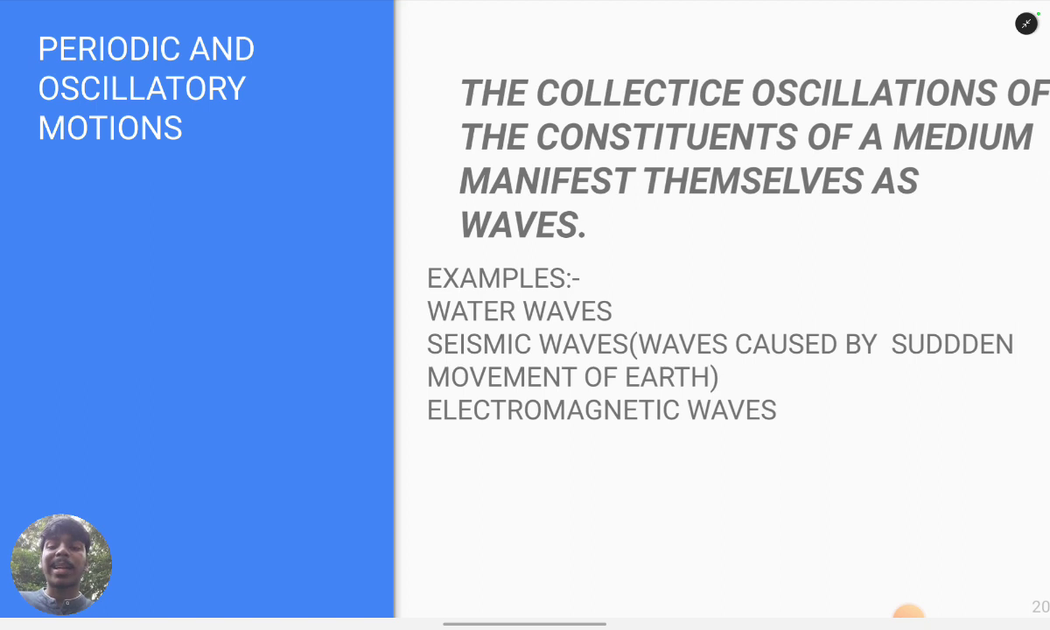It is not collectis, it is collective. It's my mistake, sorry for that. The collective oscillations of the constituents of a medium manifest themselves as waves. So collective oscillations means a group of oscillations of the constituents of a medium.